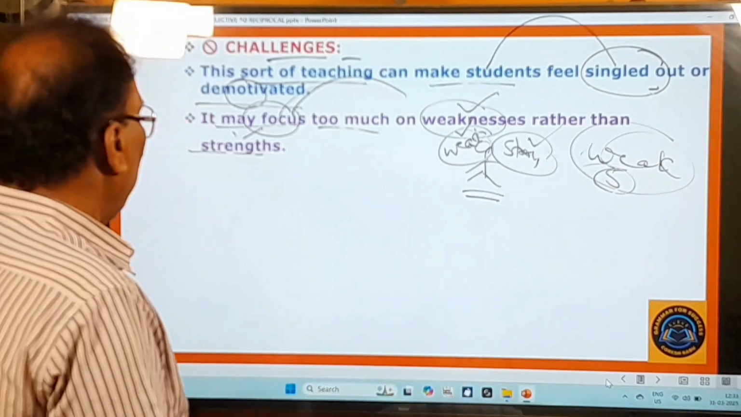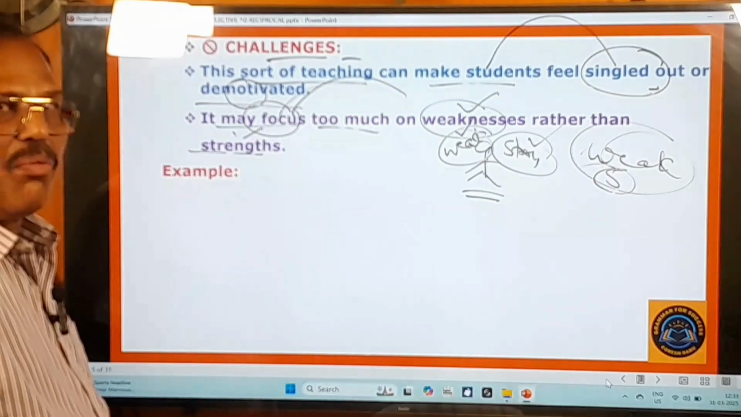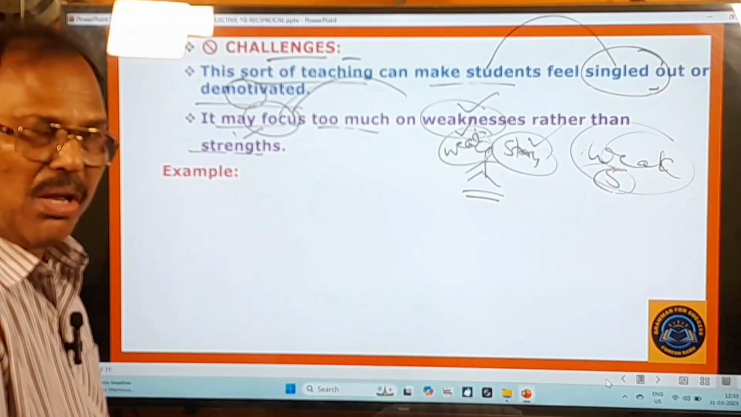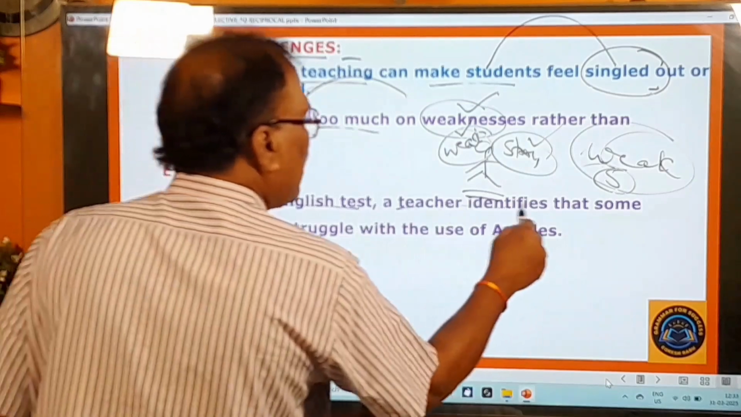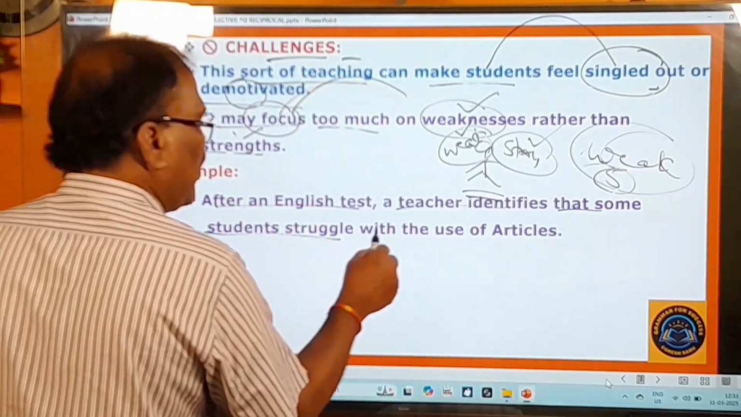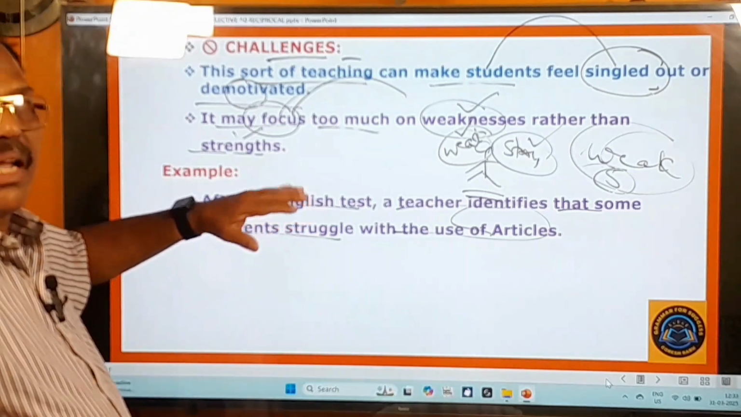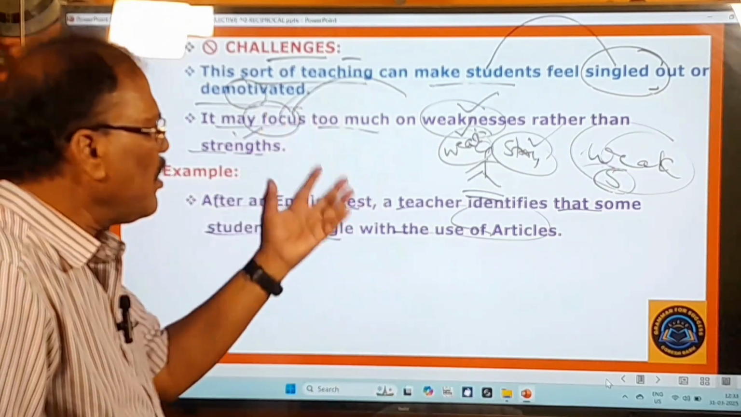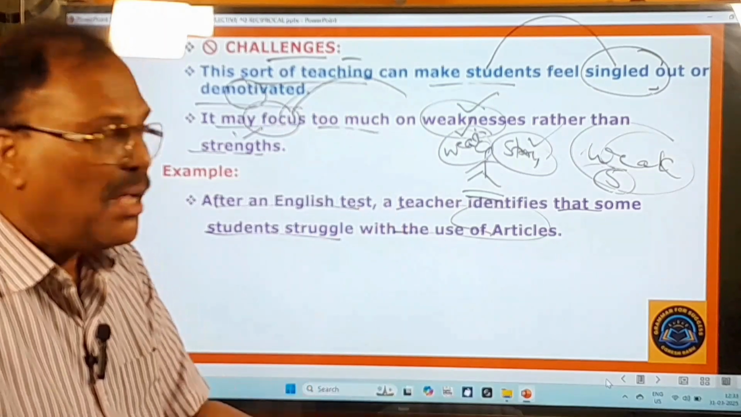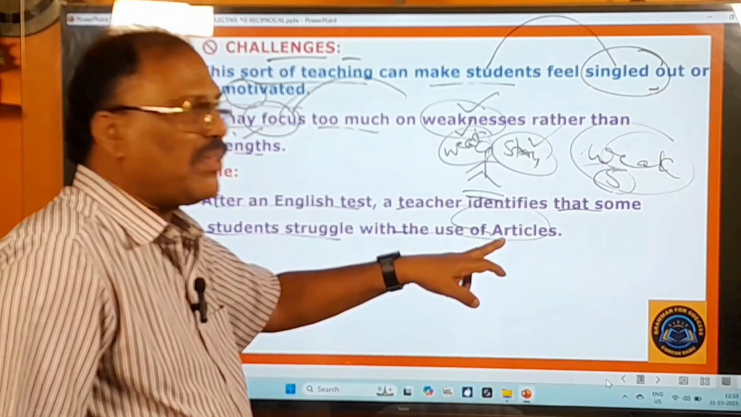Okay, and here one example is given to make you understand what this remedial teaching is all about. So here you pay attention. After an English test, a teacher identifies that some students struggle with the use of articles. The teacher has held a test for all the students of the class, and all the students have done very well in that test, but only a few of them are lagging behind in the use of articles.